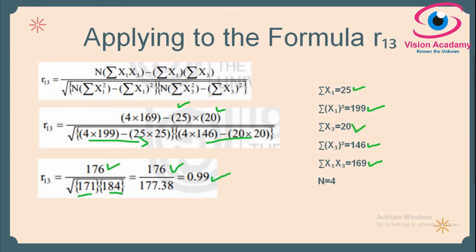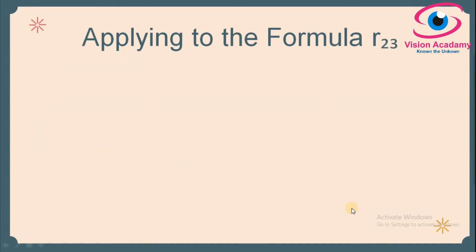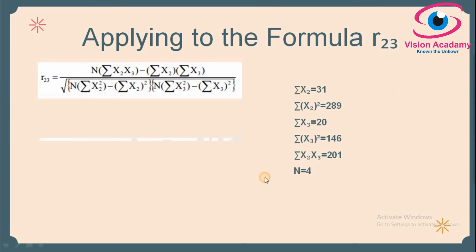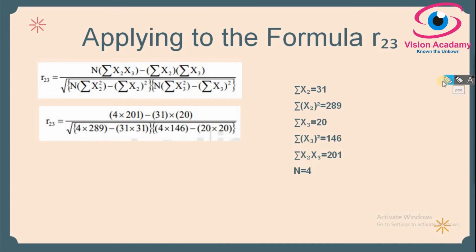So by the same way, let us obtain the value of R23. We know the formula for R23. So here is R23, and I have pasted it here. We obtained this from the tabulation. To apply R23, we need the information of variables 2 and 3, and all the relevant information is available in the table. So we will replace the values, as I told you how to replace. The number of observations for 2 and 3 is 4.